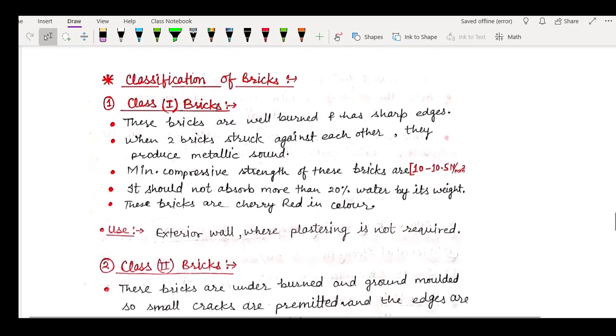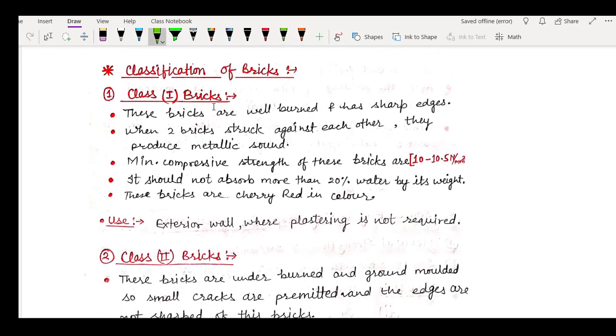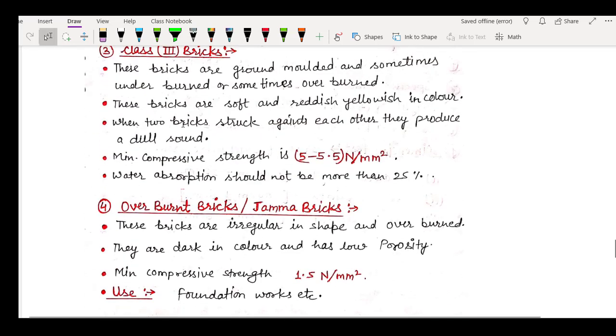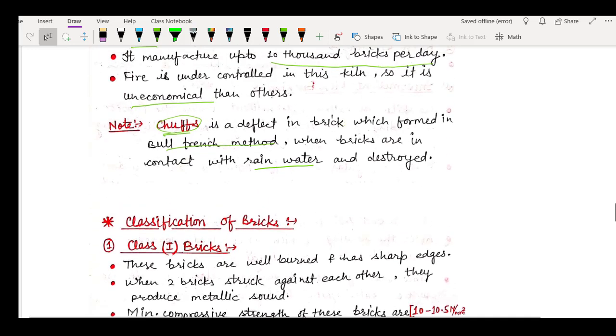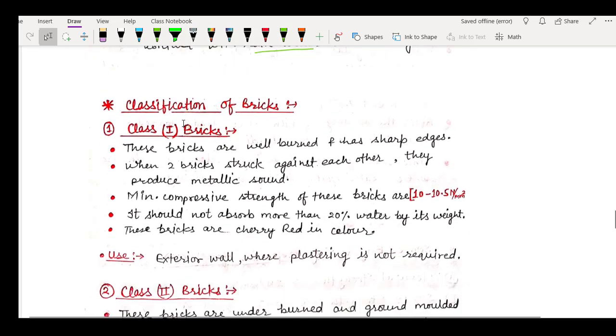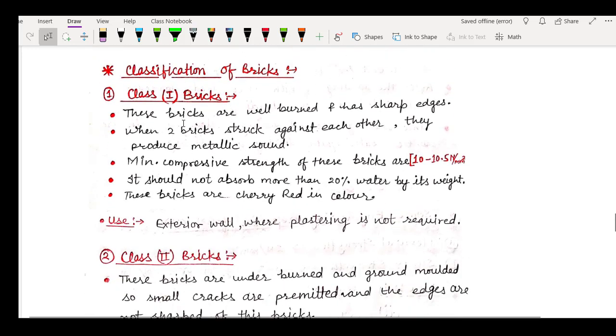Okay, so further we have classification of bricks. Bricks are classified into 4 classes. When the bricks come out from this kiln, they are further classified into classes.